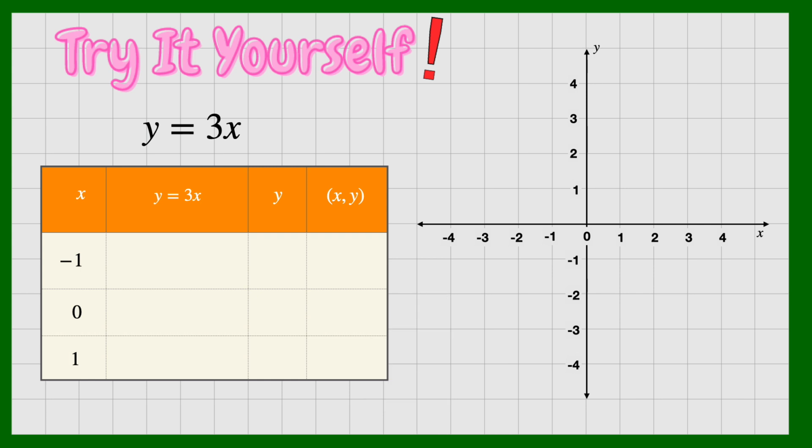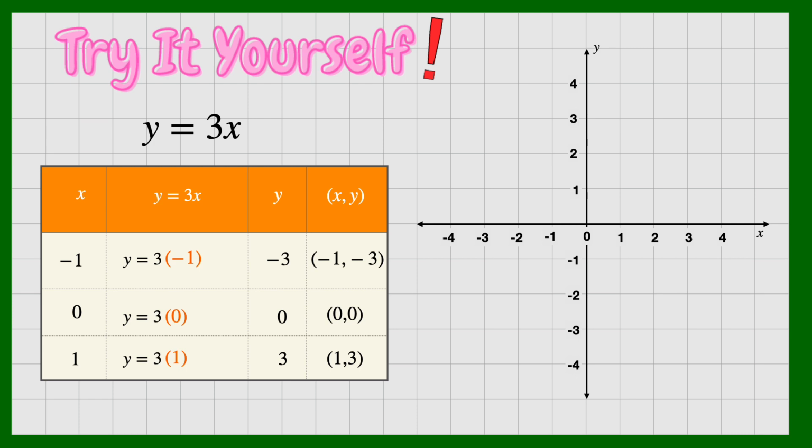All right, let's check your answer. Substituting -1 in place of x, y equals -3, resulting in the ordered pair of -1, -3. When x is 0, y is also 0, and the ordered pair is 0, 0. When x is +1, y is +3, and the ordered pair is +1, +3.